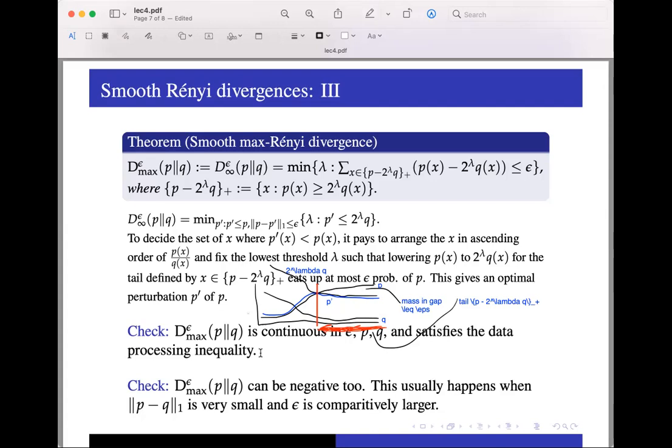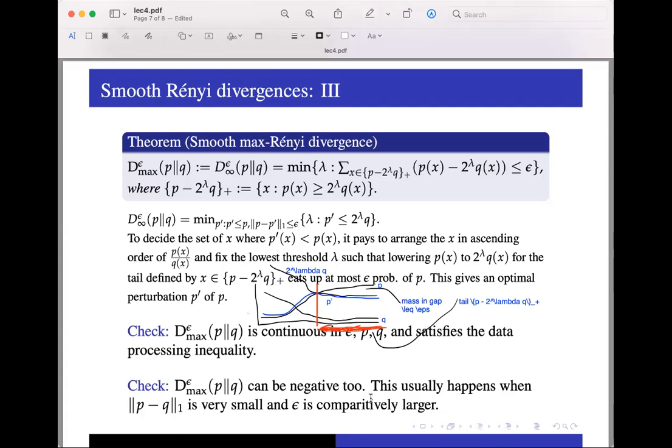Okay, d epsilon max can be negative. This usually happens when P is very close to Q and epsilon is comparatively large. So let us say P is very close to Q, so the two curves are very close to each other. In fact, the curves are so close that the gap between P and Q, which is the entire tail, I mean, this is the meeting point and this entire tail, the gap between P and Q is lesser than epsilon. So P and Q are that close.